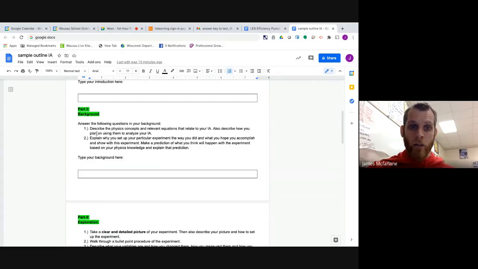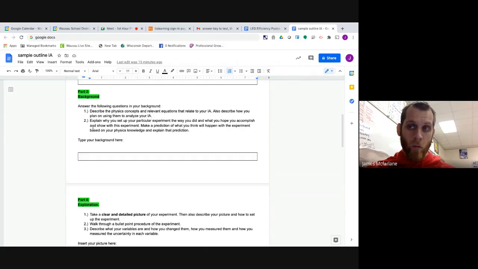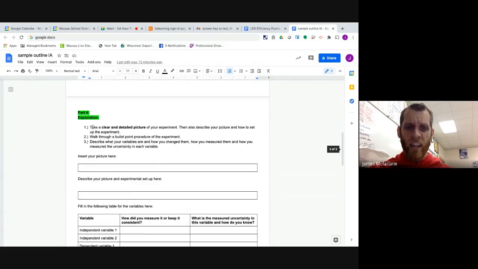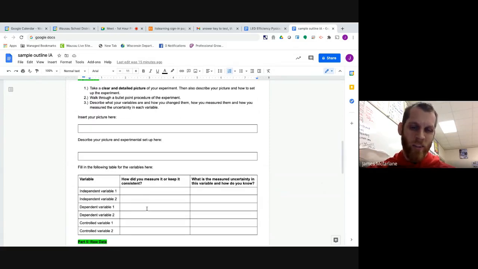Then the background, definitely looking for what sort of things a student needs to know to understand this idea. Start filling that in. That should be a couple paragraphs long. Maybe some physics equations or concepts in there. Exploration, for sure a picture. Go through a bullet point or describe the picture. So basically the exploration is three parts. At least one detailed picture. Bullet point procedure of what you did, like a cookie cutter lab, basically, and then describe your variables. Basically, fill in a chart of this version.